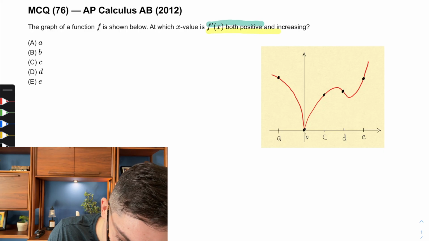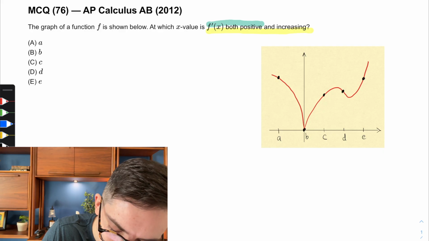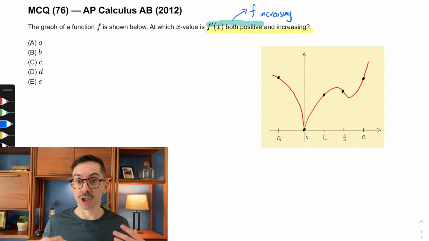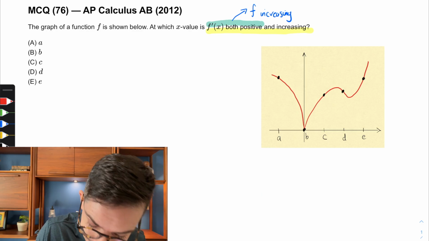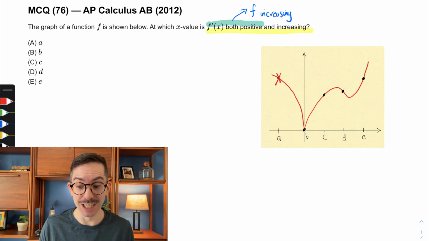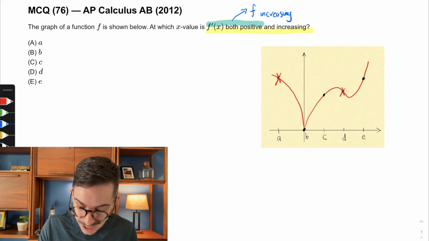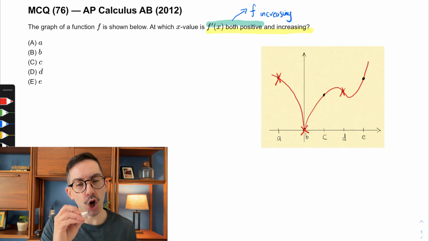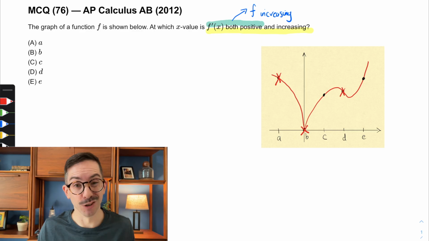and increasing. Okay, so we've got 2 facts we need to use here. The fact that f prime is positive means that f is increasing. That's what it means for a function's derivative to be positive. So I can rule out several of these points already, right? It can't be at x equals a because the function is decreasing. Similarly, at x equals d, the function is decreasing. And at point x equals b, f prime doesn't exist because we have that sharp turn in the graph.